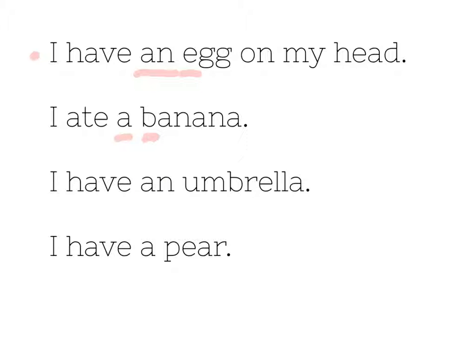I ate a banana. Okay, this sentence here, I have an umbrella. U, vowel. Spelling rule, an. I have an umbrella. Last sentence, I have a pear. P, consonant. Spelling rule, I can use a. I have a pear. Hope this was helpful. Enjoy.